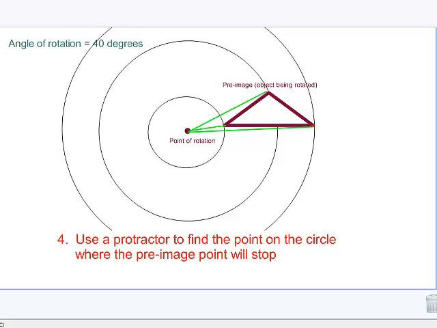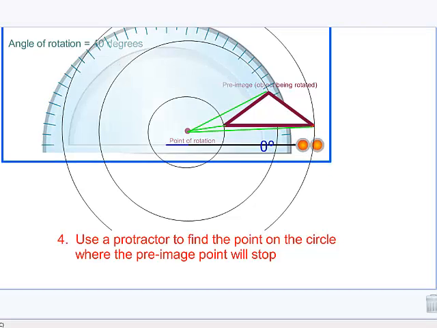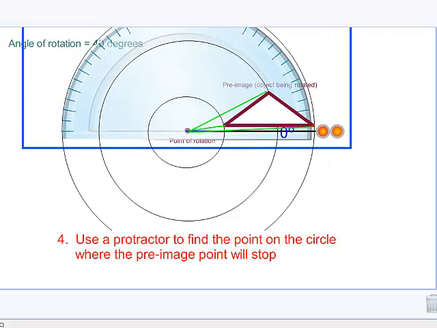Now we want to use the protractor to find the point on the circle where the pre-image point will stop. We're going to do these one at a time, but you want to set it up so that the crosshairs of your protractor are on the point of rotation. Then you're going to want to turn your protractor so that the baseline of it follows one of the segments you drew in. Now, my protractor doesn't rotate, so I don't move the protractor, I move the baseline. You'll have to move your protractor to move the baseline.